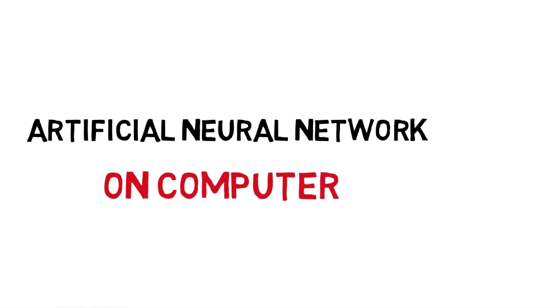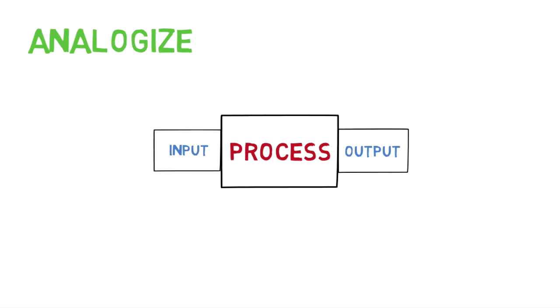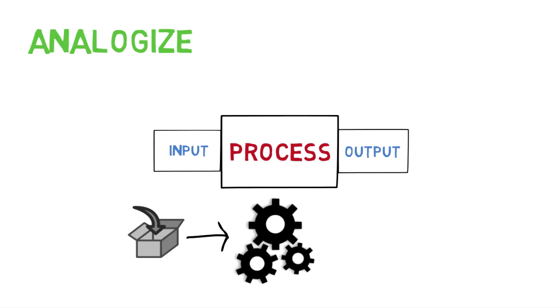Artificial neural network on computer. How does that happen? Let's re-analogize it. Here we have three kinds of squares. Each of them represents important things in computer engineering, such as input, process, and output. For example, we want to input 2, and then we process it by multiplying it by 2, and the output is 4.